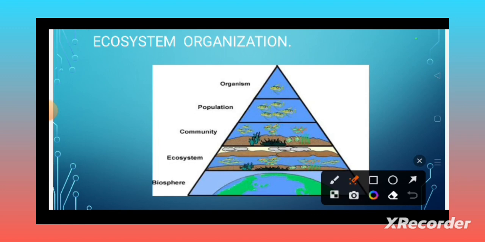After that, different types of populations combine to form a community. The different types of populations combine to form the community. And different types of communities lead to the formation of an ecosystem. All the different ecosystems together form the biosphere. That means the different types of ecosystems lead to the formation of the biosphere. The biosphere is the life-giving place on the earth, where all the living organisms live.